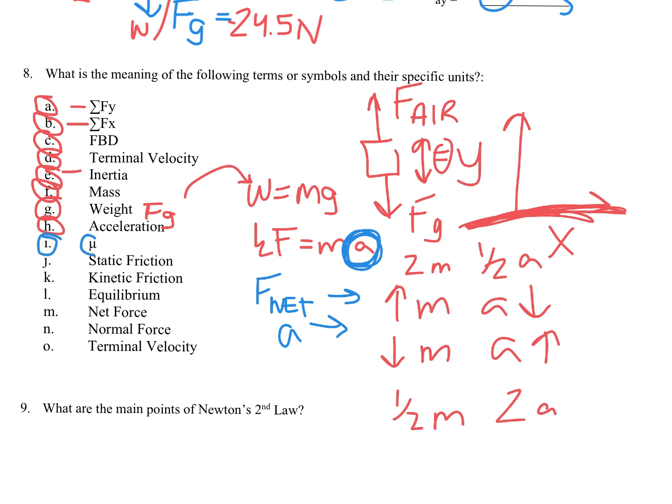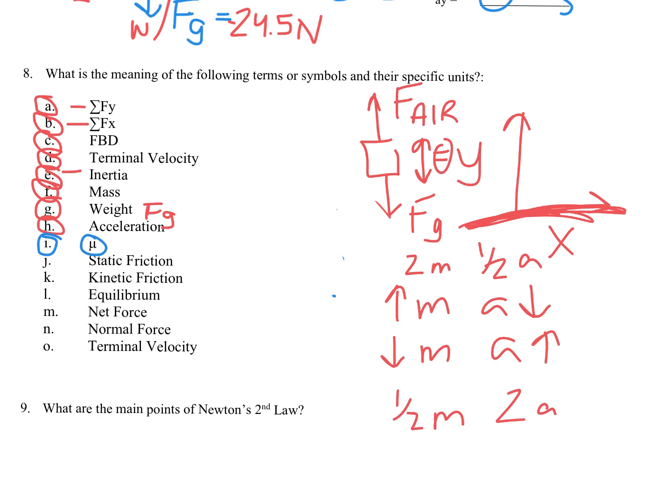Mu, this symbol right here, is the coefficient of friction. What on earth does that mean? That's a number given to an object depending on what it's touching and its value for friction. So if it's more rough, the coefficient will be larger. If the object is more smooth and slippery, the coefficient value will be smaller.